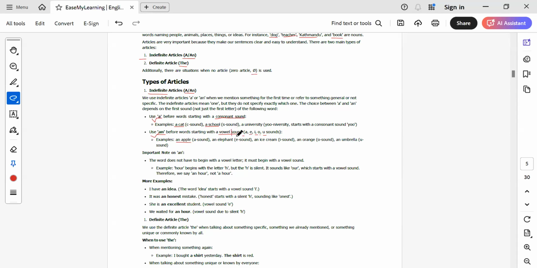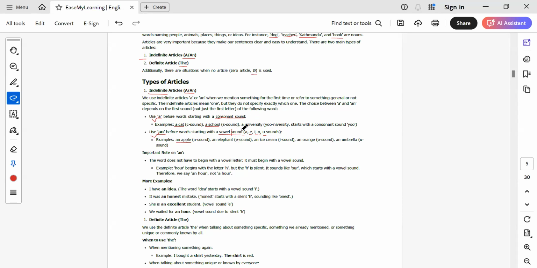There is vowel and there is sound. So vowel refers to A, E, I, O, or U. Any word which starts with A, E, I, O, U. But it is not that simple, like every grammatical rule in English which you will come across.